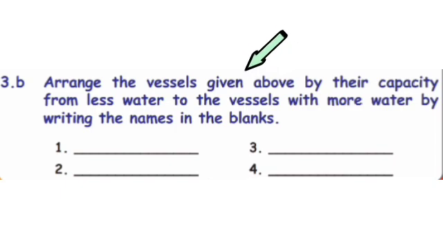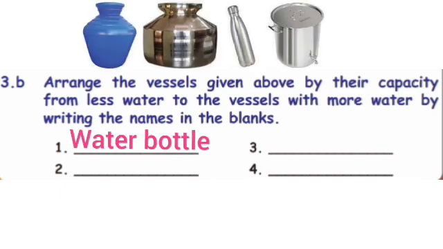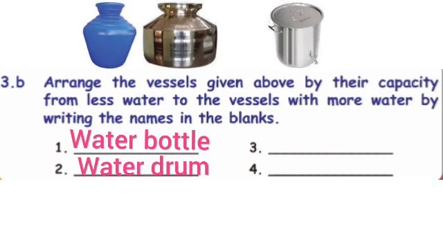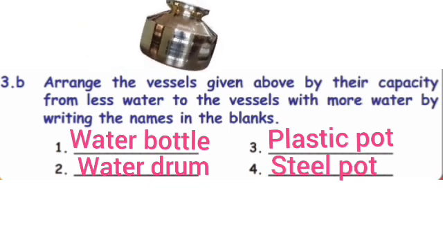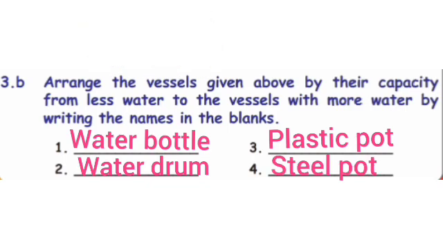So children, we have to arrange the vessels from less capacity to more capacity of water. Children, among these 4, water bottle contains less capacity of water. The next, among these 3, water drum contains less capacity of water. Among these 2, plastic pot contains less capacity of water. And last, steel pot.